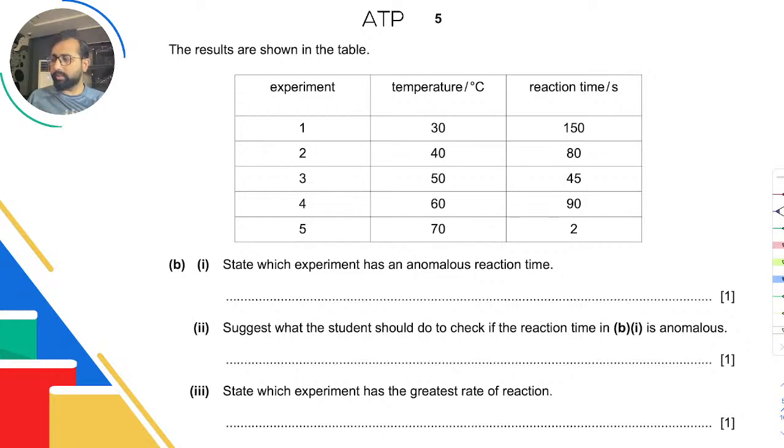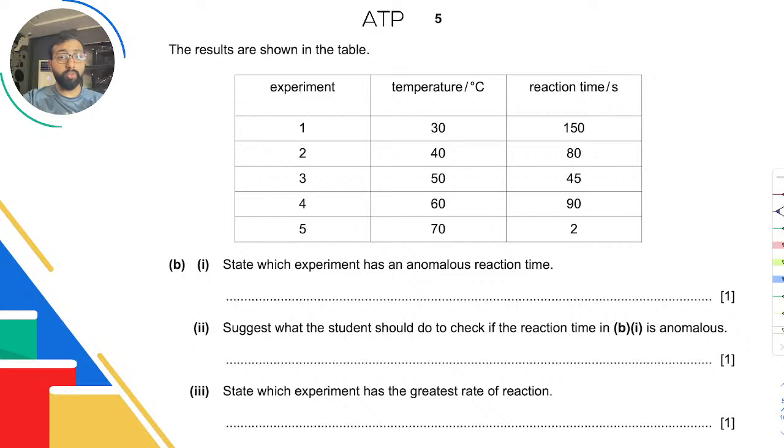By the way, do you notice this last time, 2 seconds? 2 seconds, who is this guy? Okay, meaning it's a flash, he measured 2 seconds so quickly. So that is something that seems fishy. How can you measure such a small reading? Human reaction error is also a thing. Okay, state which experiment has an anomalous reaction time.